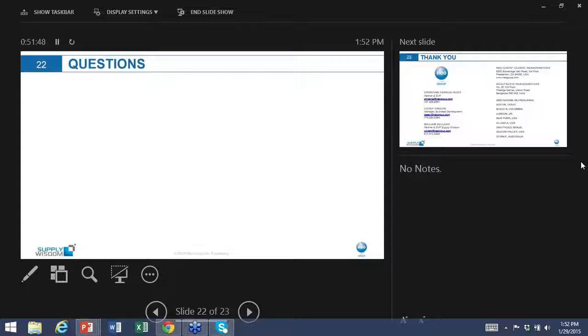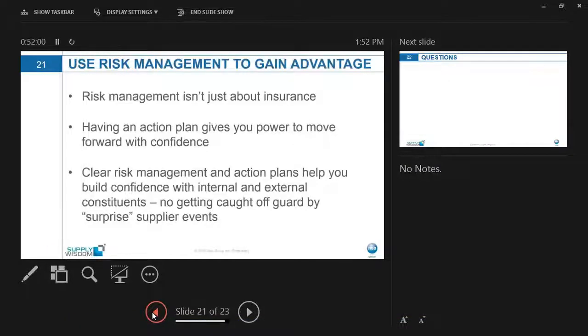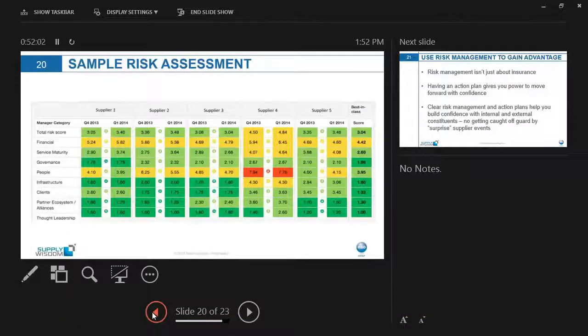All right, and we do have one question. It says, how did you come up with the score on slide 20? And so my assumption would be that that's our portfolio overview slide. Yeah, I will actually move back. So this is the slide that the question was asked about. So how do we come up with these scores?